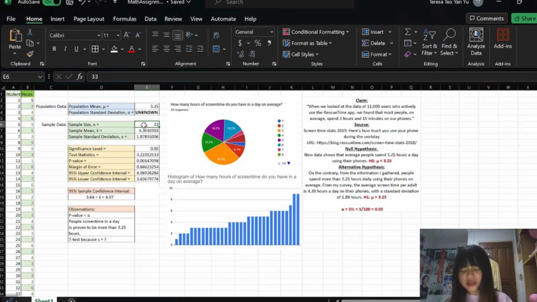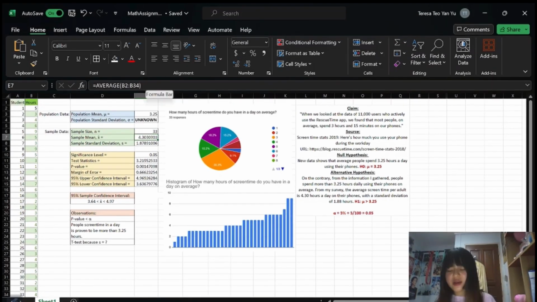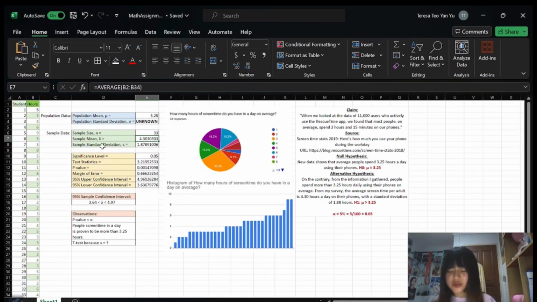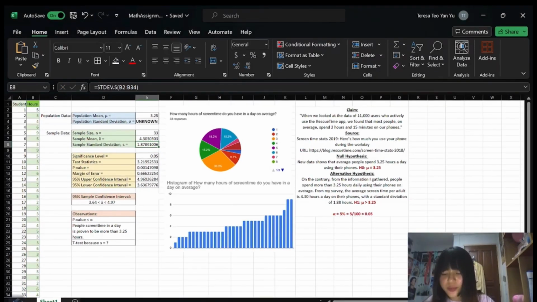Moving on to my sample data, my sample size is 33 as I've collected results from 33 different respondents. This is my sample mean, also known as average, which is about 4.303. The difference between the sample mean and the population mean is that it is only a small subset of the entire population. I use the Excel formula AVERAGE of B2 to B34 because that is the column where I store my responses. The standard deviation is about 1.879.